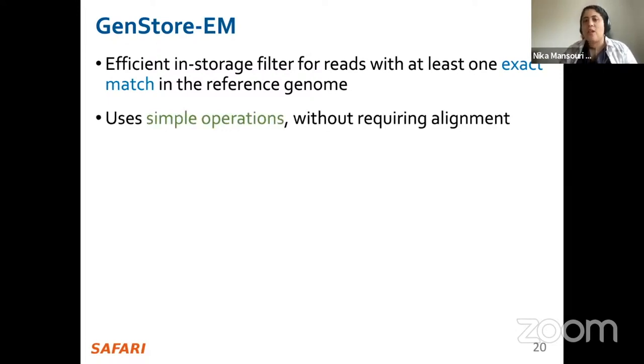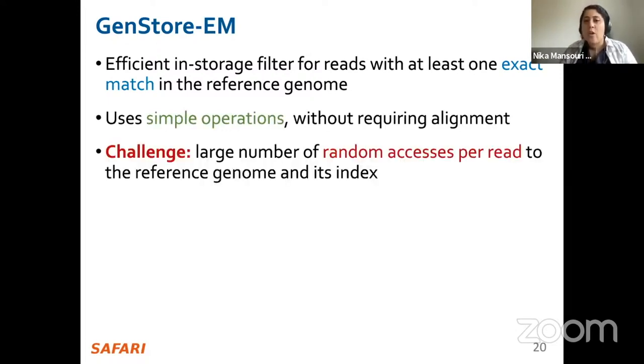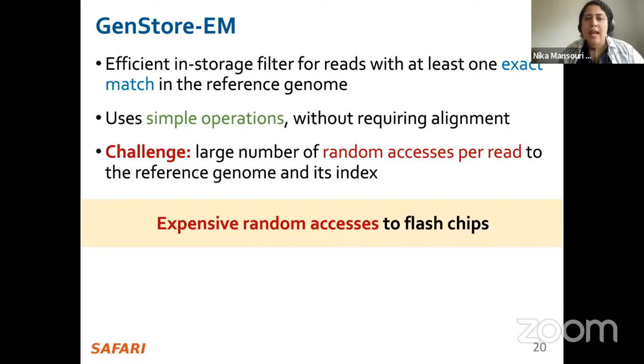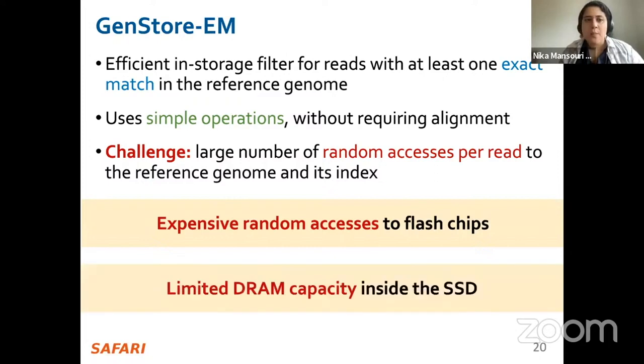The key challenge in GenStore-EM is the large number of random accesses to large data structures inside the SSD. So why would this be challenging? Let's say you want to access the index, and this index can be large, and it is very expensive to do that inside the SSD. Why is it the case? First, NAND flash memory exhibits poor performance for random access reads. And there is limited DRAM capacity available in the SSD, which is relatively small compared to the size of the data structures that need to be accessed.